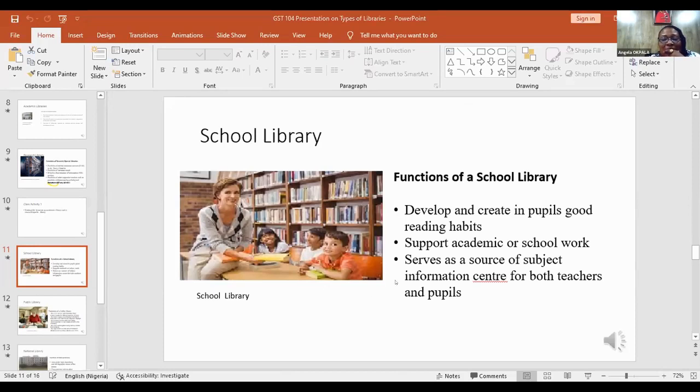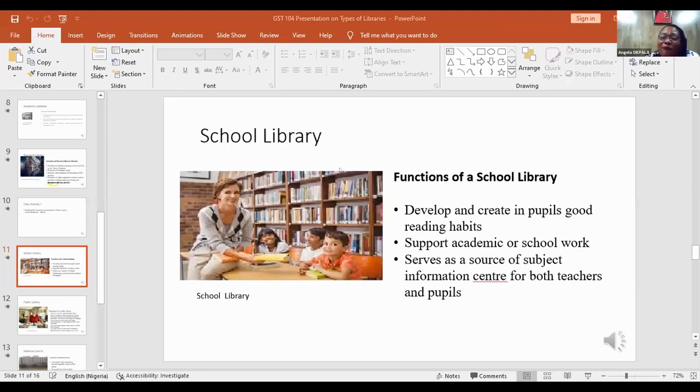Okay, so I hope you are hearing well. Right now, we are differentiating academic library from the school libraries. I have said the academic library is located in tertiary institutions. But the school libraries are located in primary schools and in secondary schools. And of course, their functions are not exactly the same. The school libraries will always support the teaching and learning of pupils, and it will be based on the school curriculum, the scheme of work for the school.